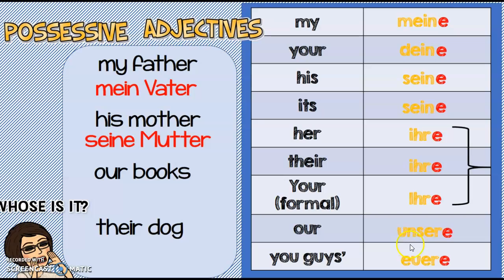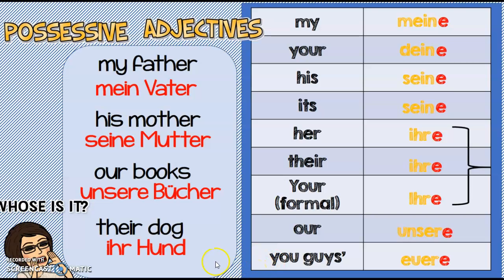Our books, our is unser, books is plural, so that means it's a D word because all plurals are D. So I have to add an E. Unsere Bücher. Their dog, their is ihr, dog is masculine, so I will not add an E. Ihr Hund.